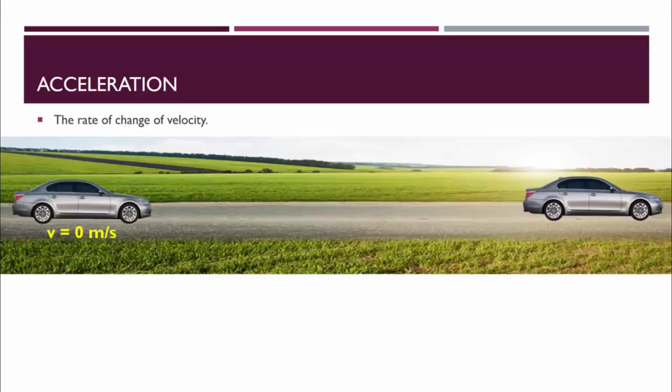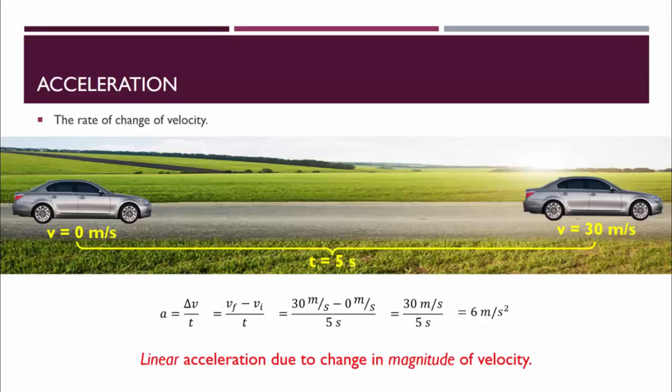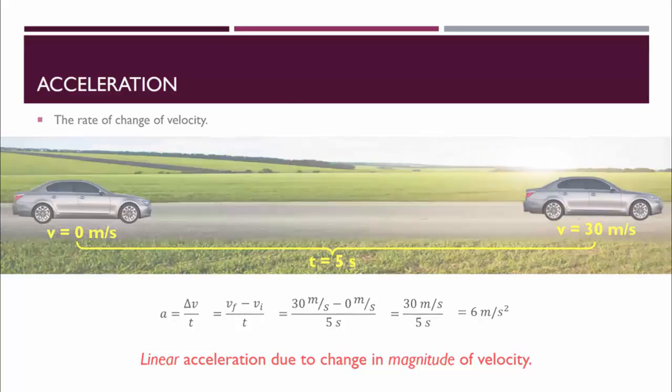Let's say that the car accelerated from 0 meters per second to 30 meters per second over the course of 5 seconds. We could use the equation a equals delta v over t, plug in our final velocity and our initial velocity and our time, and find that the acceleration of this car was 6 meters per second squared. This would be considered a linear acceleration, that is, acceleration in a straight line, that is due to the change in the magnitude or amount of the velocity.